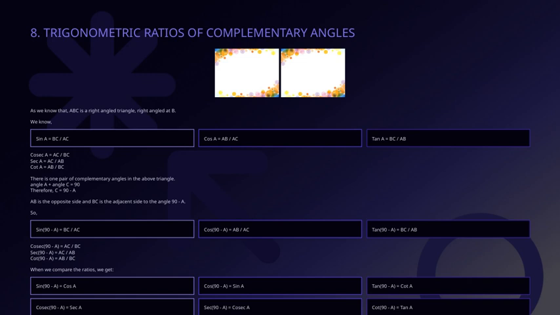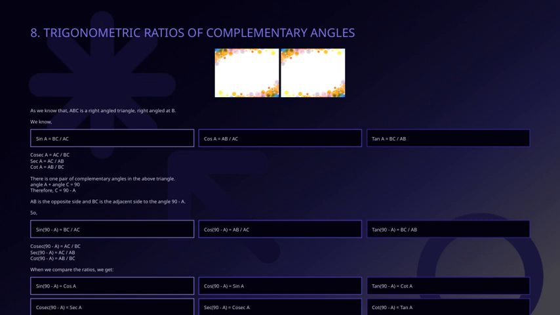Now, when we compare these ratios, we find some key identities. For example, sin of 90 minus A equals cos A, which is a fundamental cofunction identity. And cos of 90 minus A equals sin A, showing their complementary relationship. Likewise, cosec of 90 minus A equals sec A, and sec of 90 minus A equals cosec A.